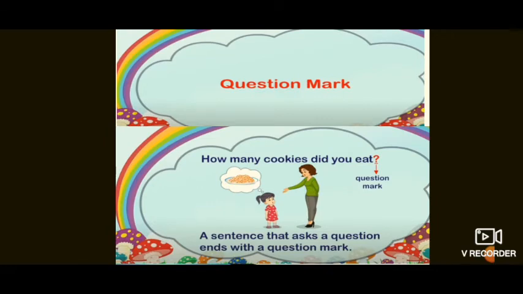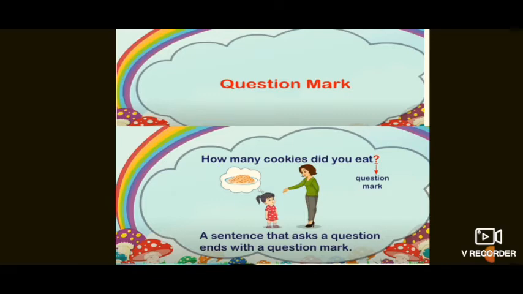Next one is what, children? Question mark. A question mark means a sentence that asks a question ends with a question mark. Like any question, if I am asking you, how are you, children? What are you doing? These are all small, simple questions. So whenever you are writing any question, it always ends with a question mark. If there is a question in that sentence, it should always end with a question mark.